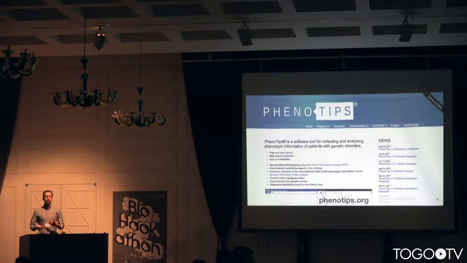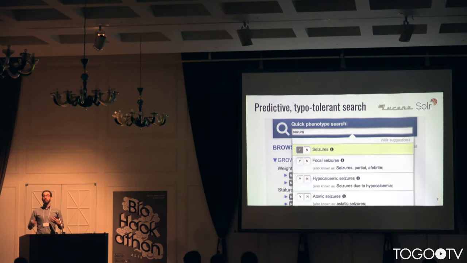So the tool that we built to help doctors and researchers use the Human Phenotype Ontology was started many years ago. It is called PhenoTips. It is available at phenotips.org. It is open source. You can download it and see the code for it. It has a number of features to help support the clinician or researcher's workflow when they see the patient and want to record the patient's phenotypic information in a structured way.